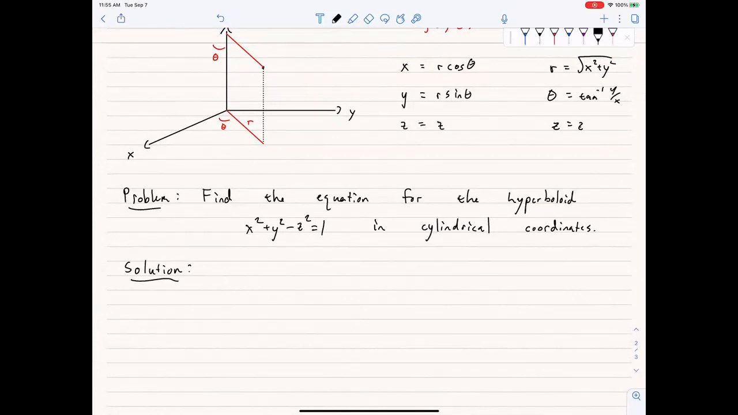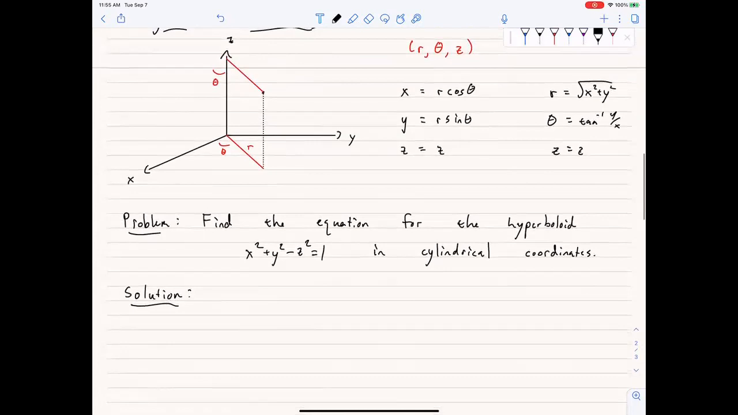For a problem like this, one thing you can do is look directly at the equations and ask, how do I convert? You could literally just take x, y, and z, and put their respective equations into this. Then you have a formula in cylindrical coordinates, and you can simplify that formula as best you can. In this case, I see x squared plus y squared, and I immediately think that's equal to r squared.